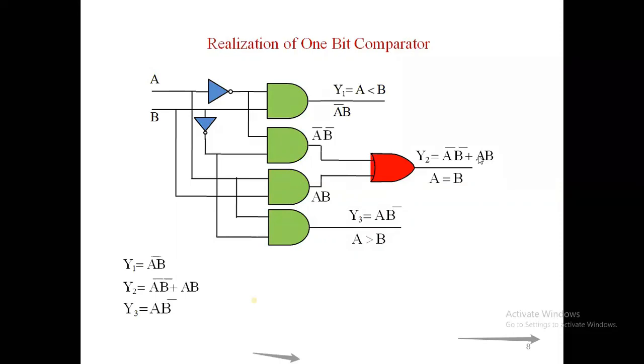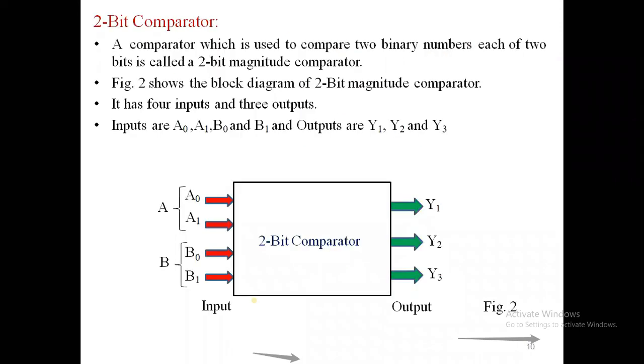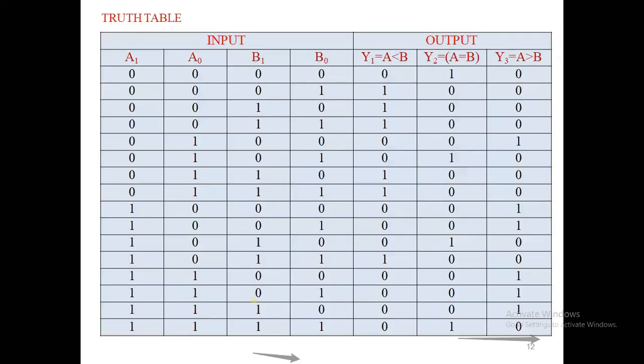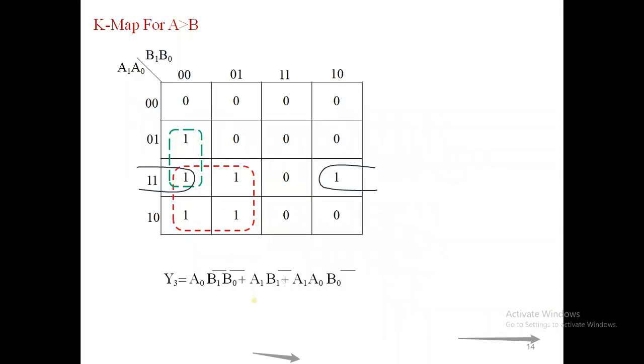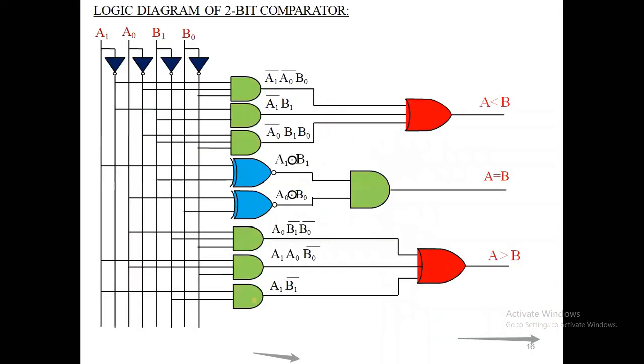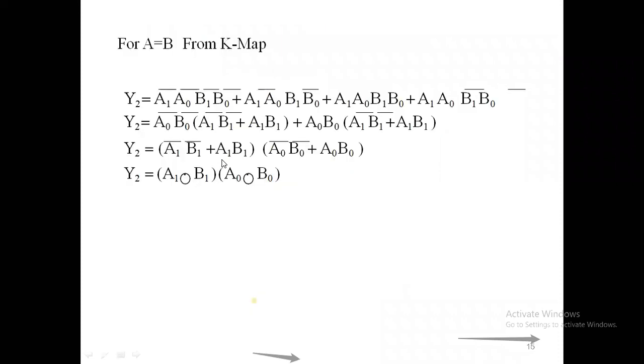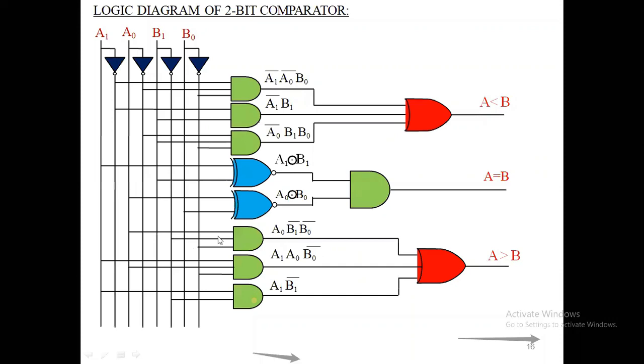So you have to practice this. In the next class I will continue this topic, that is the magnitude comparator. We will see the 1-bit magnitude comparator, and later we will compute the 2-bit comparator. This requires how many combinations? 2 power 4, that is 16 combinations. For 16 combinations we have to draw the K-map, and from that K-map we will get the Boolean expression. Further, we will discuss how to construct the Boolean expression.